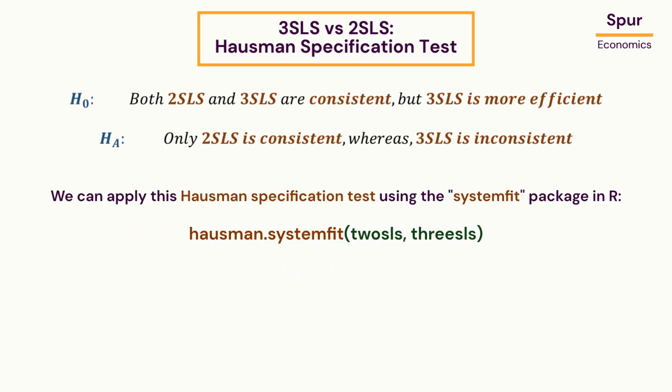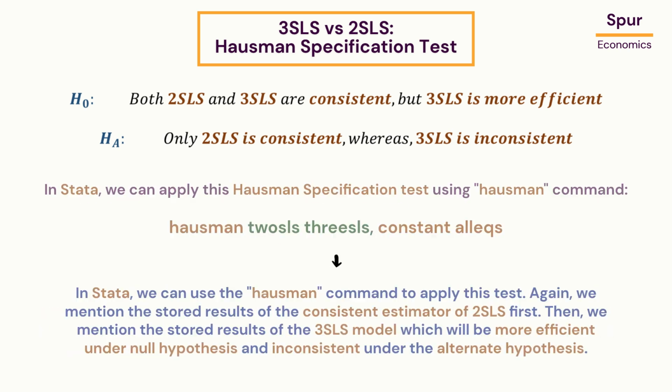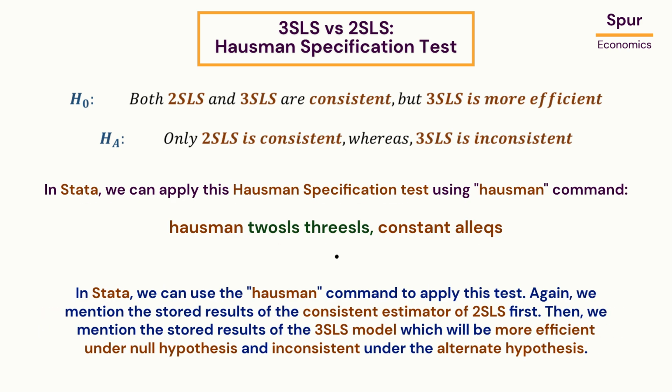We can apply this Hausman specification test using the systemfit package in R. In the command shown here, we have to first mention the object containing our 2SLS model results because it will be consistent under null and the alternate hypothesis. Next, we will mention the object containing 3SLS results, which will be more efficient under the null hypothesis and inconsistent under the alternate hypothesis. In Stata, we can use the Hausman command to apply this test.